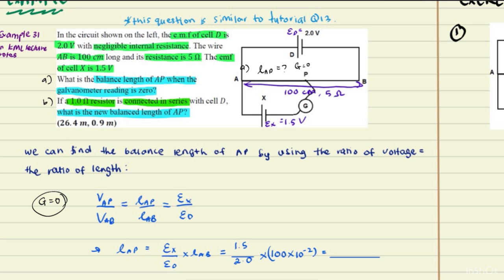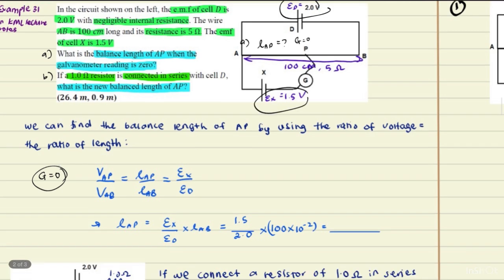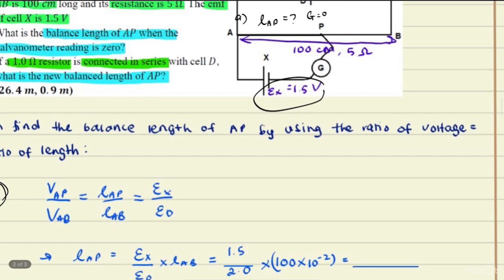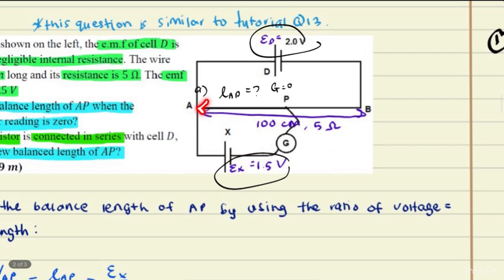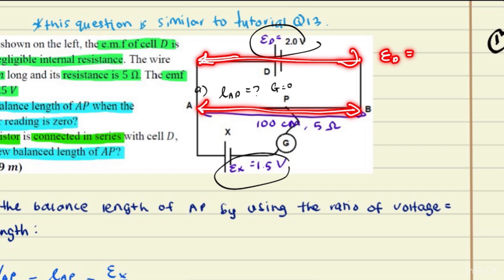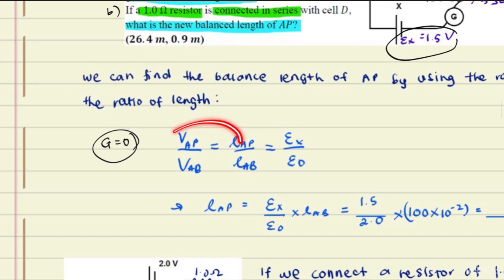But we are given ED here and EX here, 1.5. So we know that the voltage across this one is equal to this one. So voltage AP is equal to EX. And the voltage across AB will be equal to the voltage across ED. So they are in parallel, ED equals VAB. So when that happens, we just put in EX and ED.